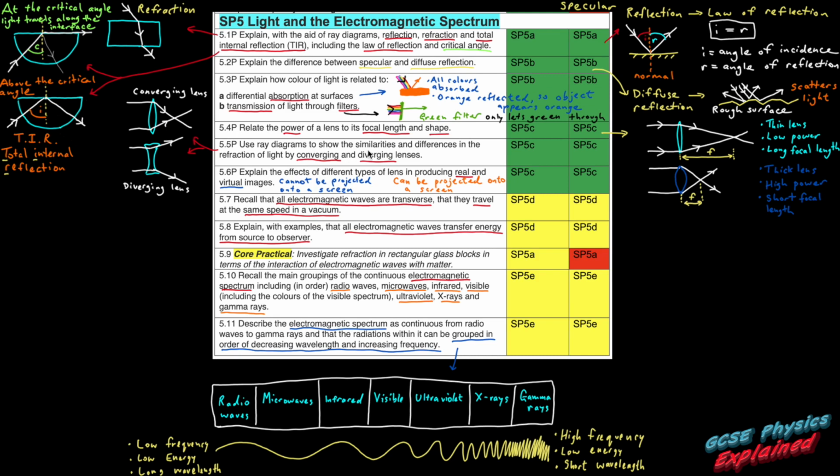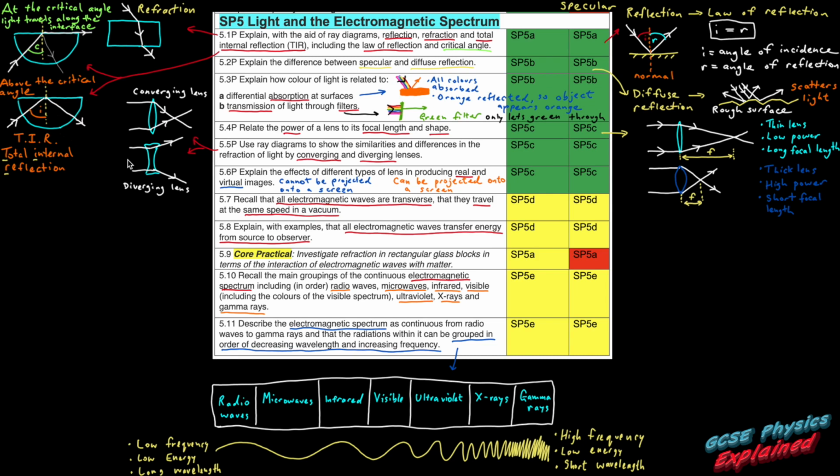Use ray diagrams to show the similarities and differences in the refraction of light by converging and diverging lenses. So a converging lens is thick in the middle and thin on the edges, and it converges the light, which means it brings it together. A divergent lens is thin in the middle and thick on the edges, otherwise known as a concave lens. This is a convex lens on the top. The concave lens is a divergent lens, which makes the light spread out. The focal length here would be back there.